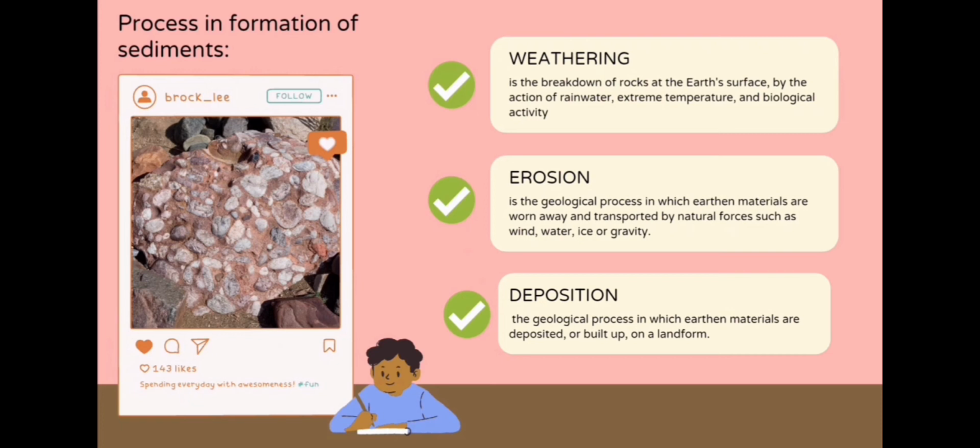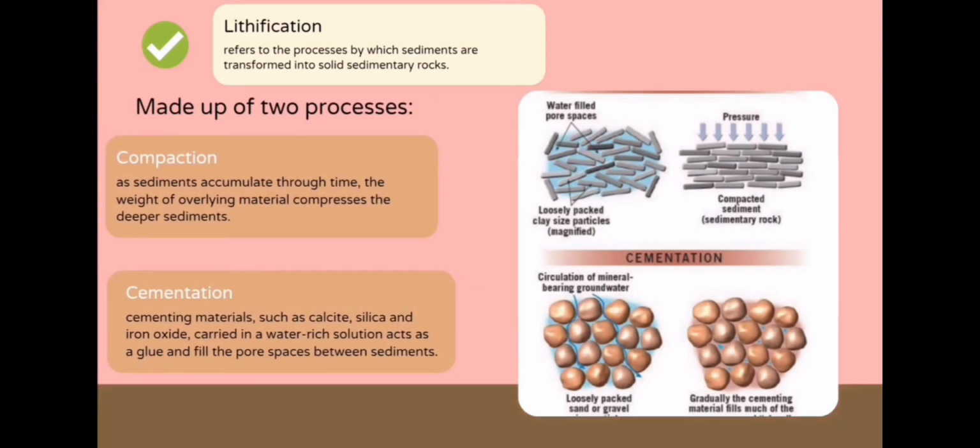Third is deposition, the geological process in which earthen materials are deposited or built up on a landform. Once these sediments are deposited, they can become sedimentary rocks. Lastly is lithification. It refers to the process by which sediments are transformed into solid sedimentary rocks. Lithification is made up of two processes.